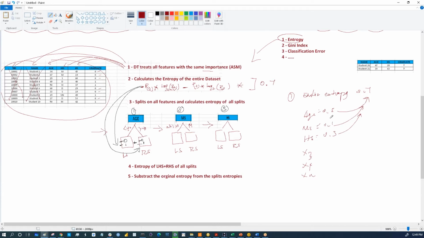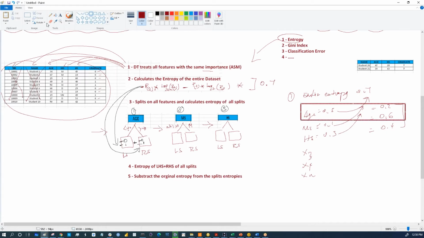Okay, so let's assume this is our value. So 0.7 minus 0.5 is equal to what? 0.2. 0.7 minus 0.1 is what? 0.6. 0.7 minus 0.3 is 0.4. So which one is closer to 0? 0.2. Age. So it splits on all three, but it's going to keep the lowest entropy.